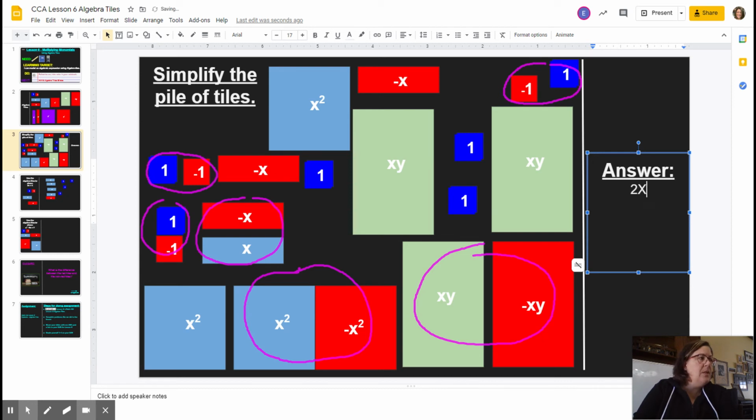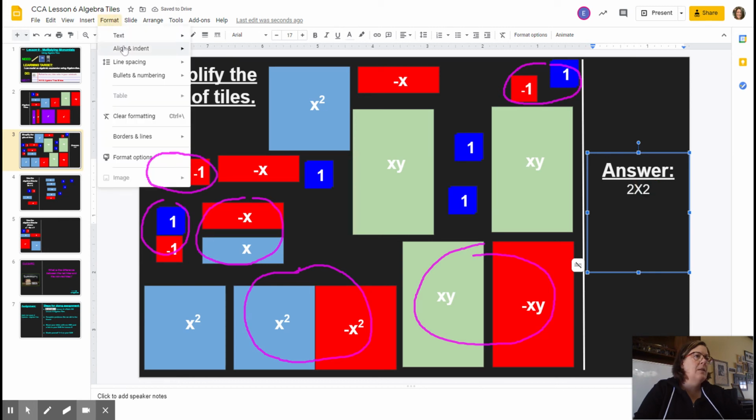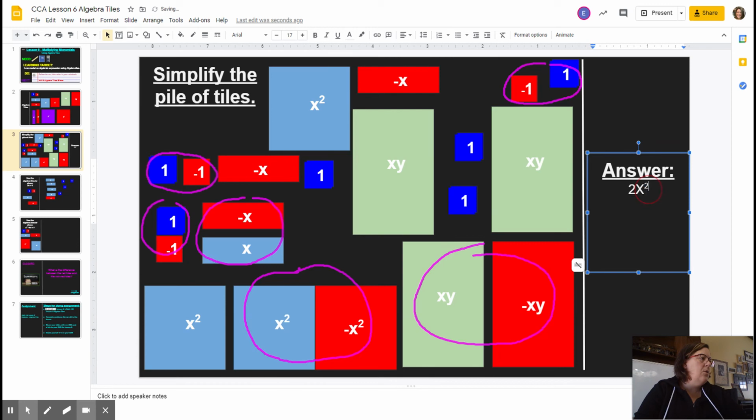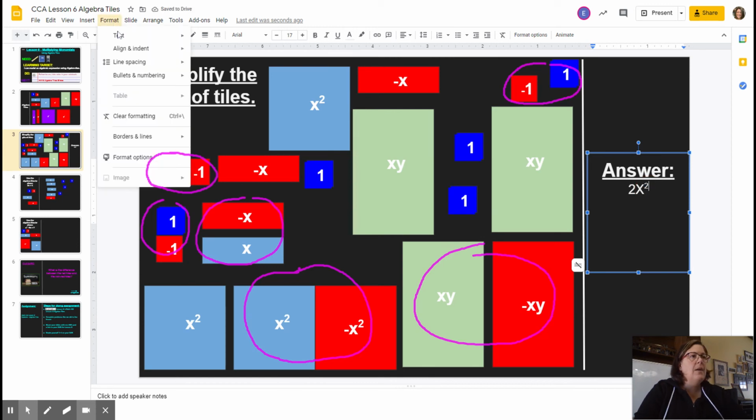Yeah, we've got 2x squared. So then we would say 2x squared. You can do your squared one of two ways. You can either do it with that caret like that if you want, or you can do formatting superscript, and then it'll switch it. What else do we have?